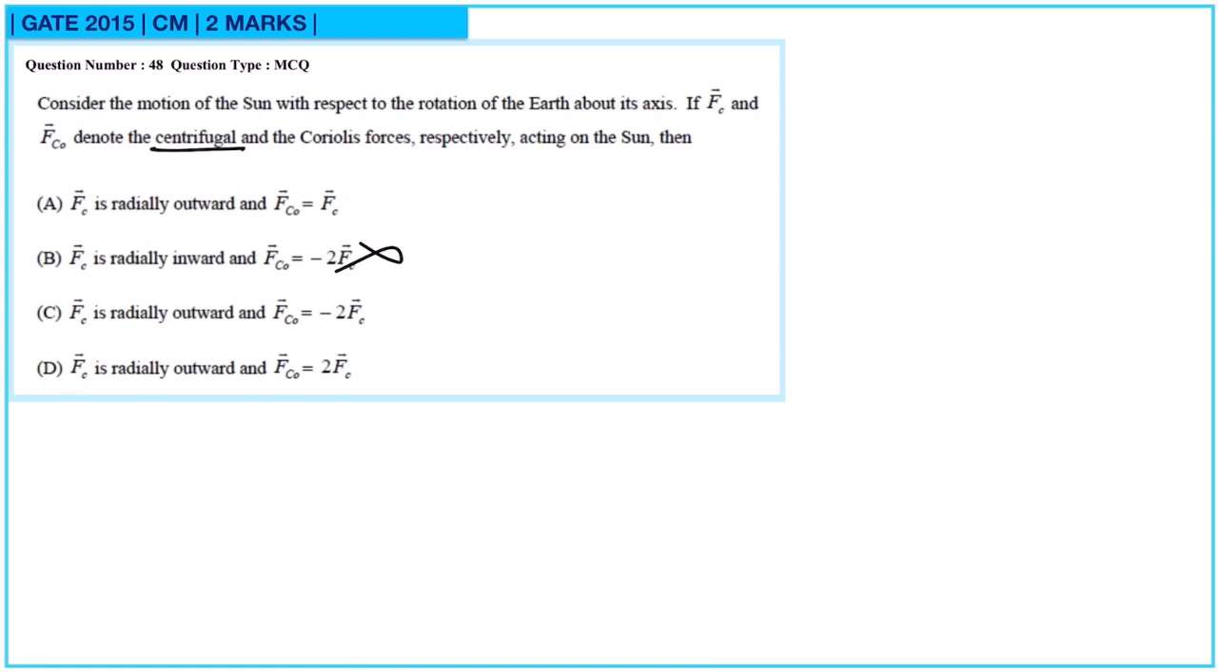And Coriolis force is minus 2m omega cross V, and m omega cross V is the centrifugal force. So this is minus 2 times centrifugal force. So option C is correct.